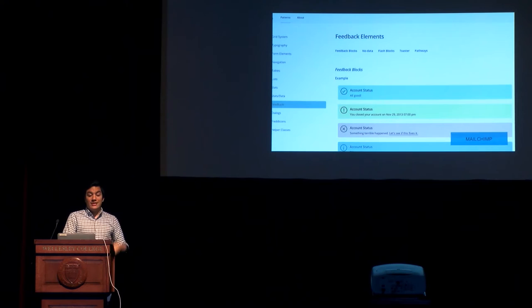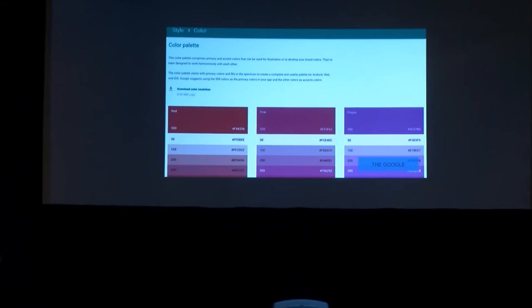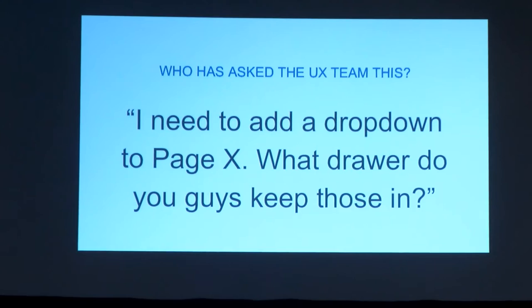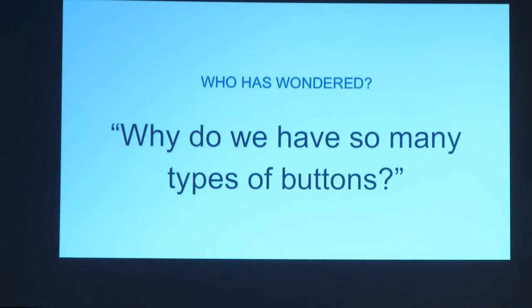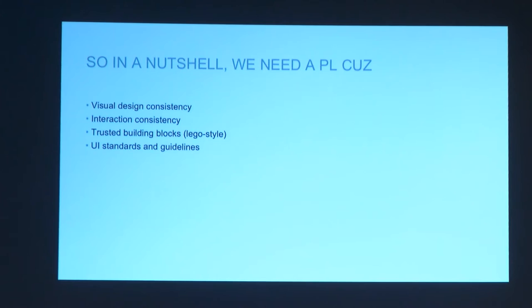Examples of this: MailChimp has a really well used and detailed pattern library. Google has similar examples. Apple has similar examples. And so the goal is basically to solve issues like this one. Hey, I want to drop down a page, where do you guys put that? Or why do we have so many buttons? Those kinds of problems are the kinds of things we want to solve with a pattern library. So why do we need it? Visual design consistency, interaction consistency, trusted Lego-style building, and then UI standards and guidelines.